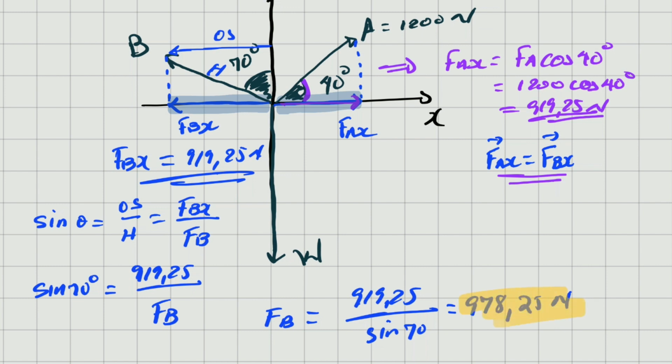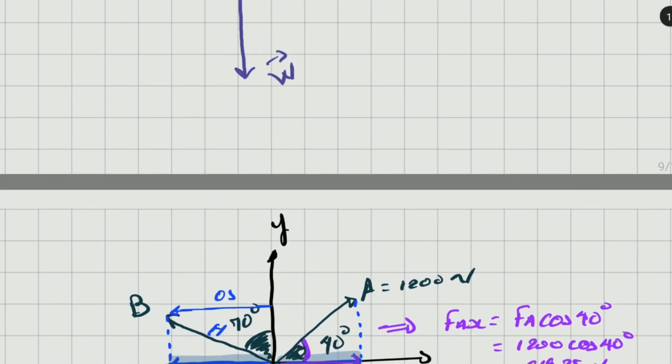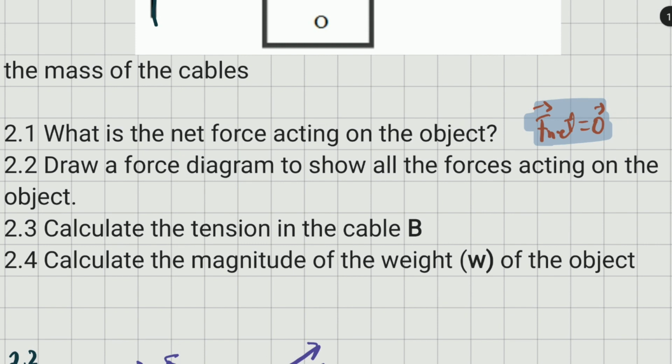I hope the work is clear. It's not that difficult. All you need to do is to know that it's at equilibrium, and therefore both sides, right and left, will be equal to each other. So that was question 2.3.